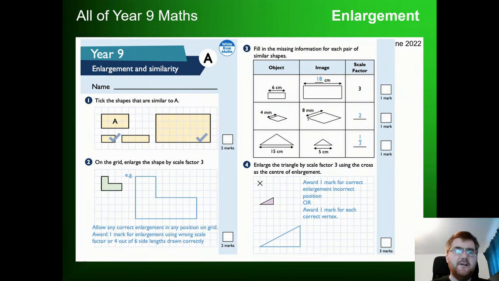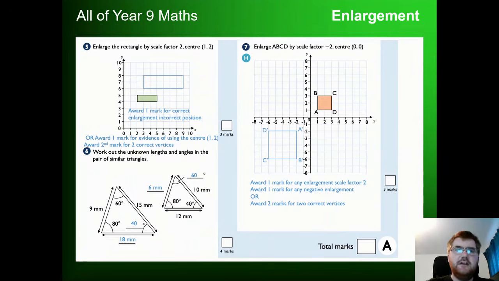Okay, have a look at the very first page of answers. And pause the video, of course, and then you can look at the second page as well.